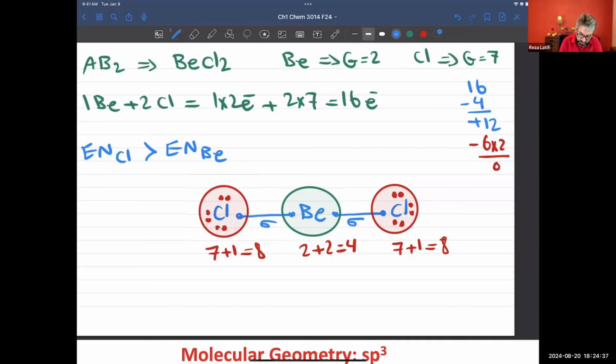Let's check the formal charge. Chlorine is a group 7. How many electrons do I see around it? I see 7 electrons, so 7 minus 7 is 0. How about beryllium? It's a group 2. How many electrons do I see around it? I see 2 electrons, so 0. So I got all the formal charges equal to 0. This is a perfect Lewis structure. Yes, the central atom is not octet, and I get it.